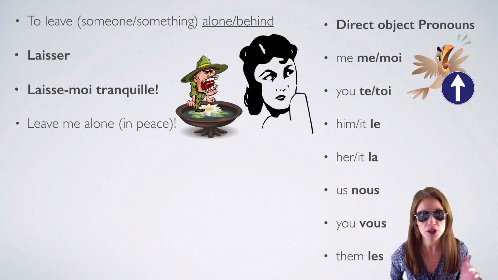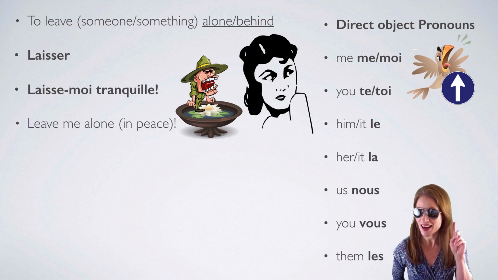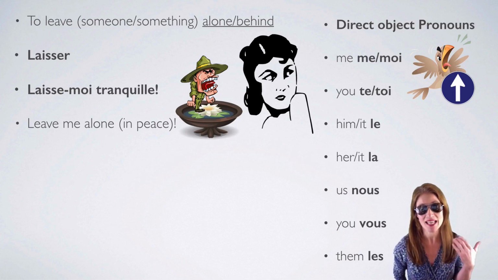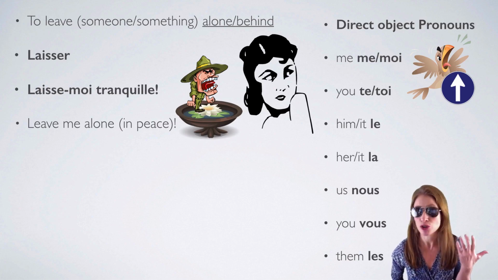Tranquille. It's one of the few I-double-L words where you can hear the L. Tranquille. We have ville, tranquille, mille, million. Usually I-double-L is an E sound, like girl or daughter is fille, F-I-double-L-E.